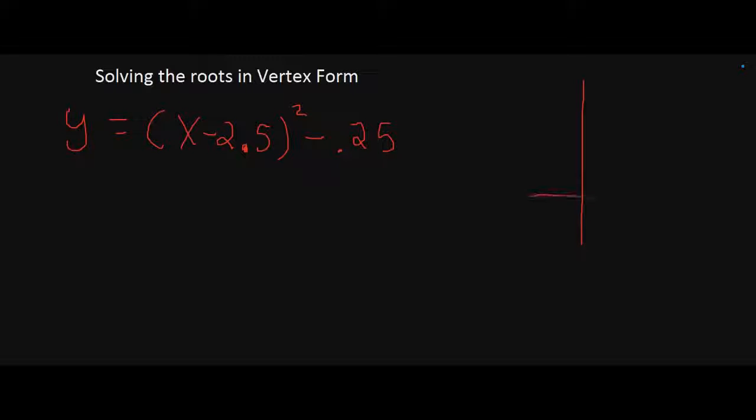So, nice thing is, because it's in vertex form, it tells us the location of the graph, right? Since this is x minus 2.5, well, that just means to go over 2.5. And then it tells us to go down 0.25, so negative 0.25. Okay? That means that my function is going to look something like that here, right? Cool. Right? And we want to find the roots, right?